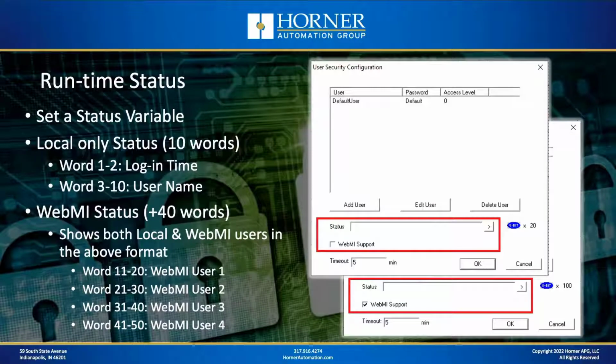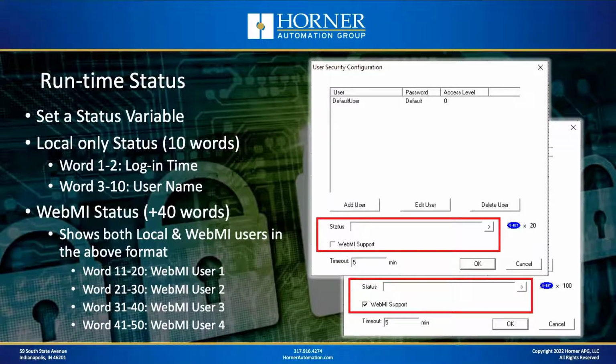So we went ahead and changed the key graphics objects. We went ahead and added our sets of user credentials. We've added an object somewhere in our project on one of the screens so users can log in. The last thing we're going to want to potentially configure is way back where we added our user credentials, and that is status variable. If we're not using WebMI, we can assign a status variable that in the end is going to be 10 words long.